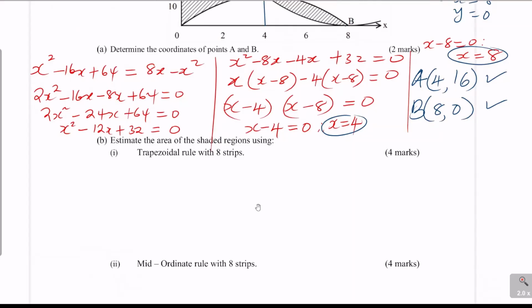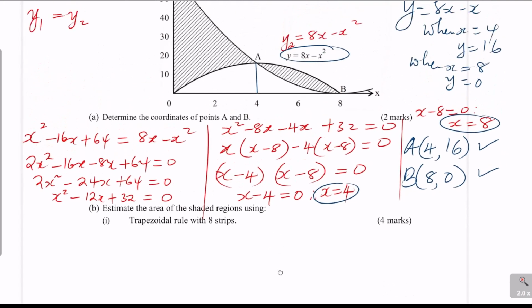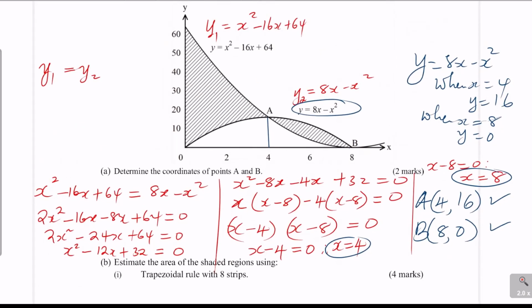Estimate the area of the shaded regions using the trapezoidal rule with 8 strips. You can see we have 2 shaded regions, and we are supposed to use the trapezoidal rule with 8 strips. So we are going to have 8 strips all the way from 0 to 8. We are going to use intervals of 1. To get the interval, you take 8 minus 0 divided by 8, so we are going to use intervals of 1.